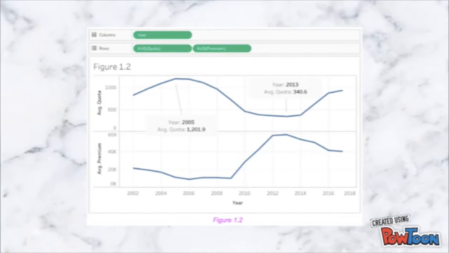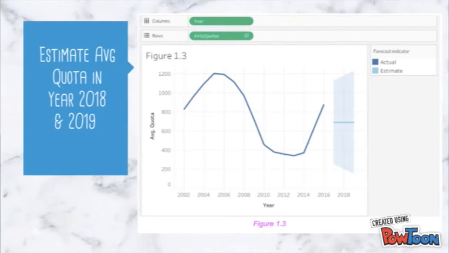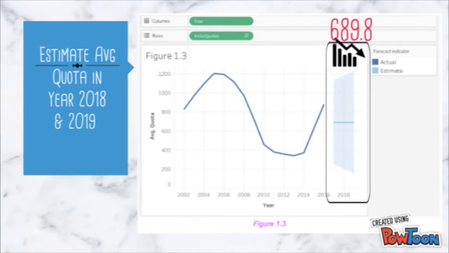In Figure 1.3, we duplicated COE trends and inserted the forecast model under the Analytics tab to get an estimated average quota figure for the years 2018 and 2019. So based on the trend line, the estimated average COE quota will drop to 689.8 in 2017, 18, and 19. Because quota is kept lower, the number of people that can purchase COE becomes lesser as the years go by. So it's better for car owners to purchase COE in the present.